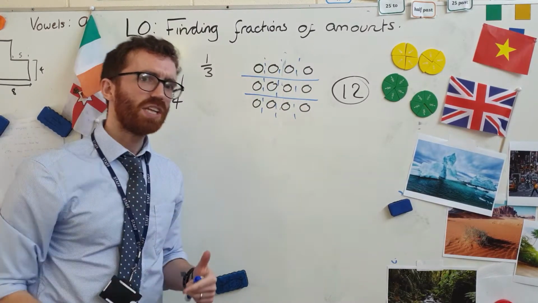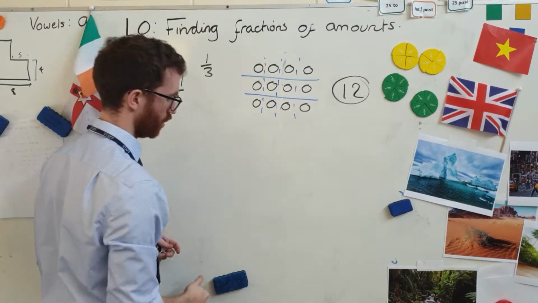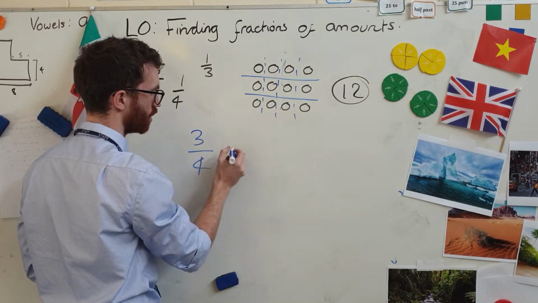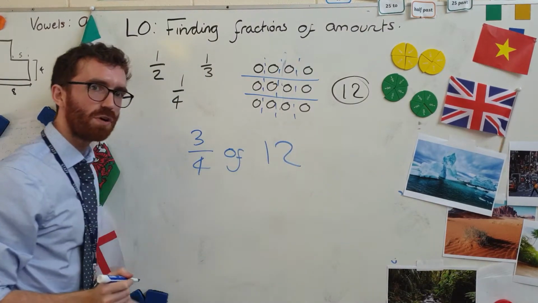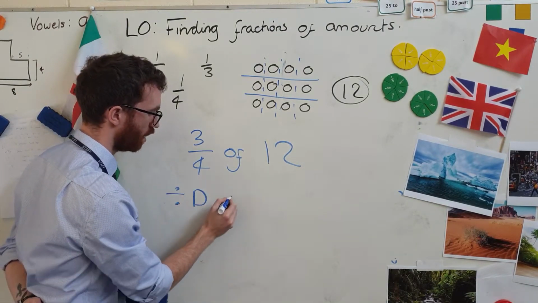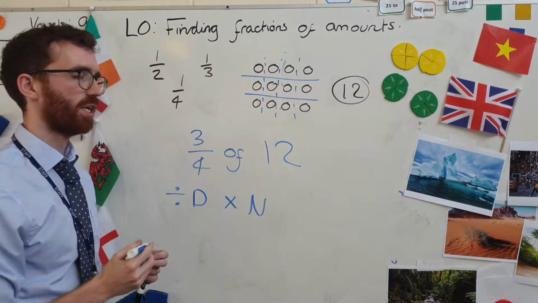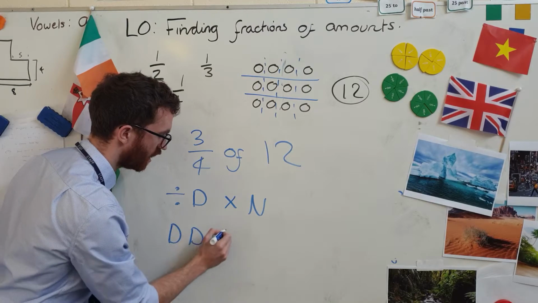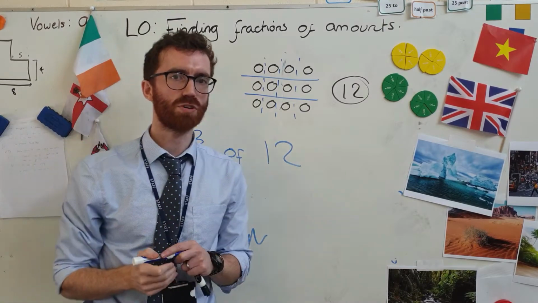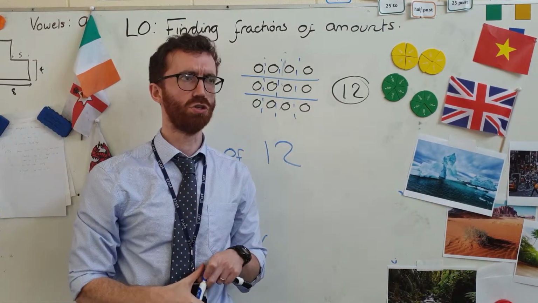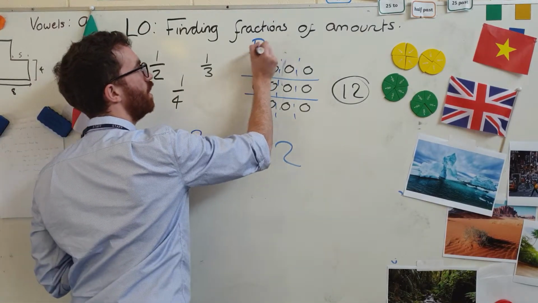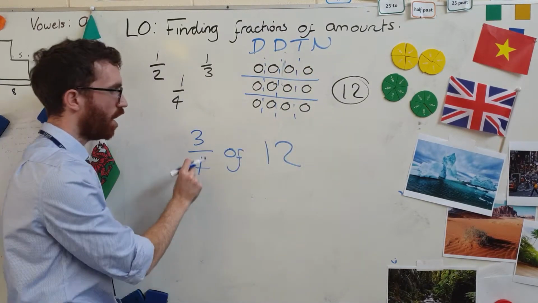Now, let's level this up a little bit because it's quite easy to find those simple fractions. What if I wanted to find 3/4 of 12? Well, let's remember our technique. We always divide by the denominator and times by the numerator. In other words, DDTN. Divide denominator times numerator. DDTN. You must remember that. Say DDTN. DDTN. Good. Divide by the denominator, times by the numerator. Let's put that somewhere nice and clear.